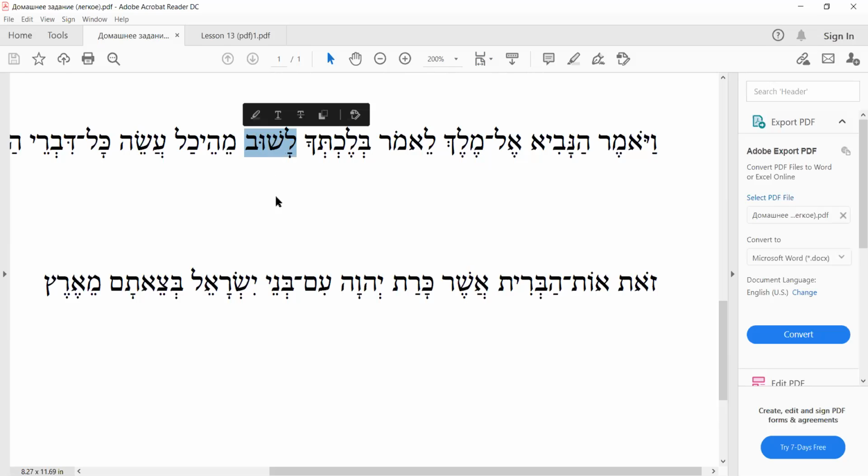Lashuv. Not to repent. Maybe to repent doesn't work here because the first meaning of the word shuv is to go back. And to repent is a kind of metaphorical sense. So first of all, we need to try the plain meaning. Come back. So when you go, lashuv.